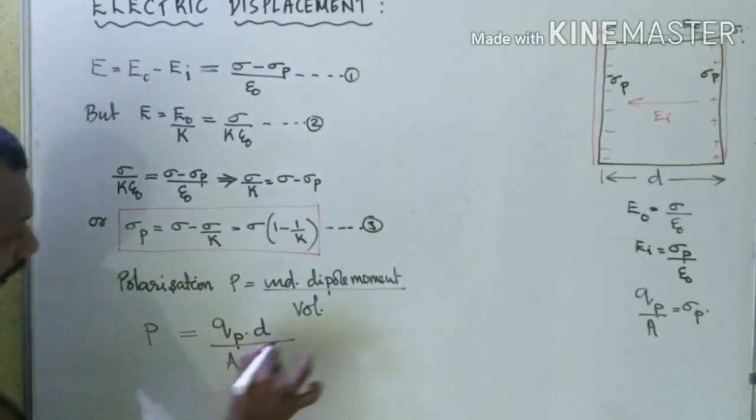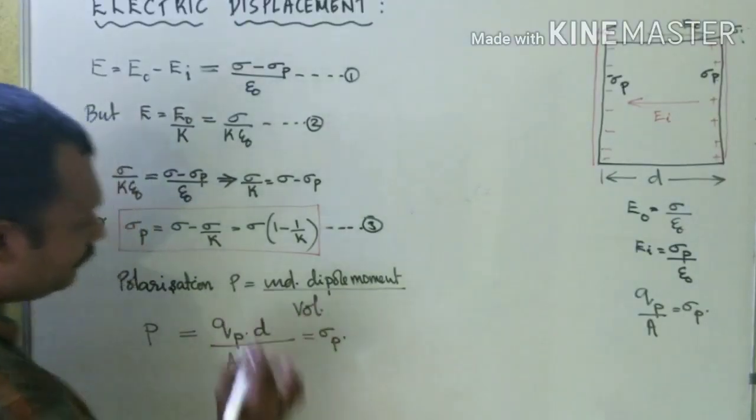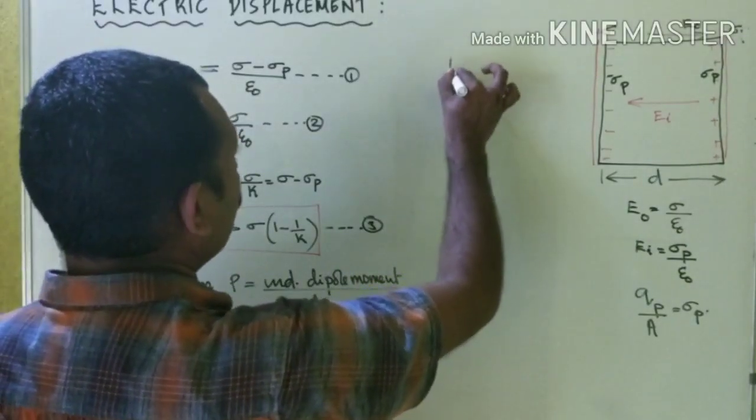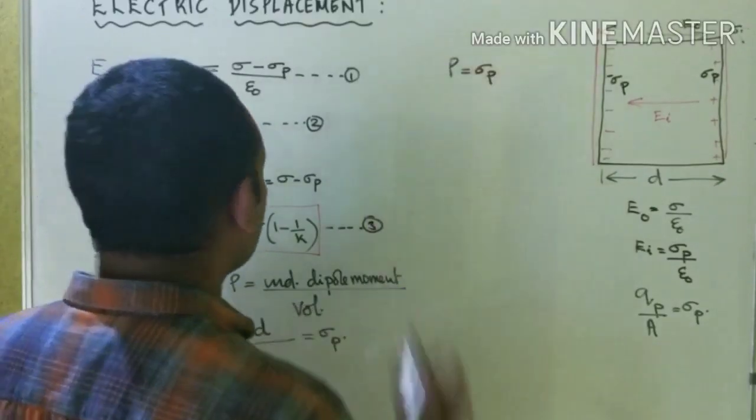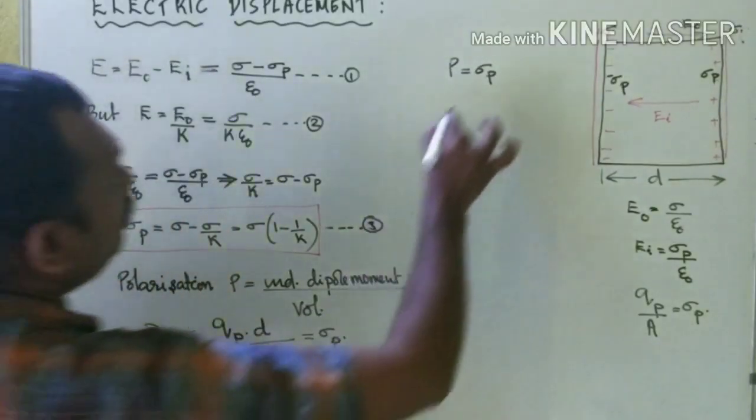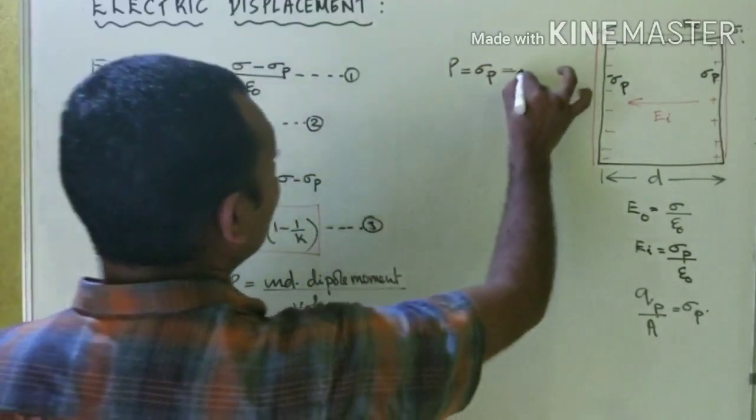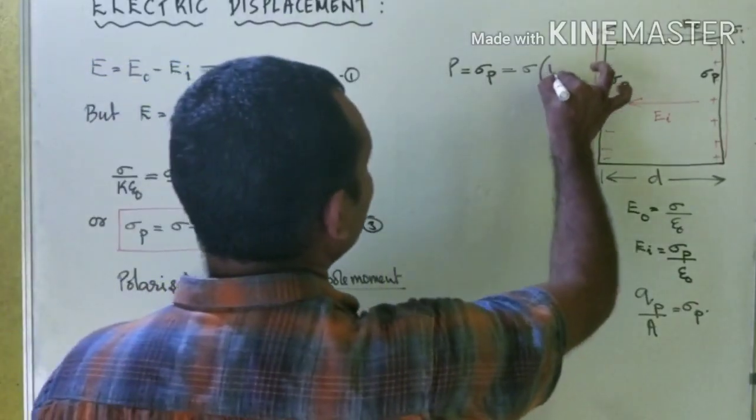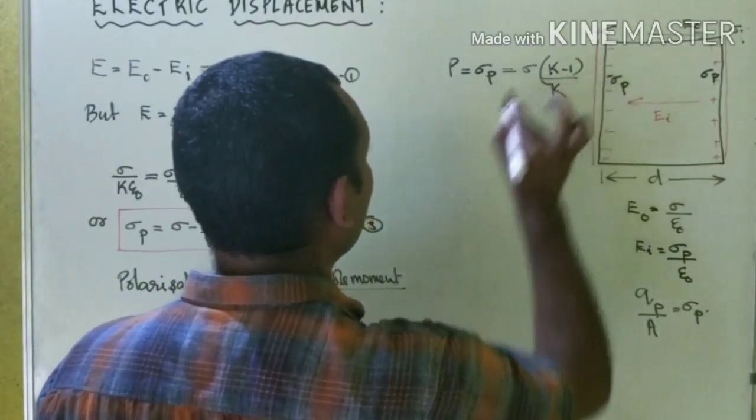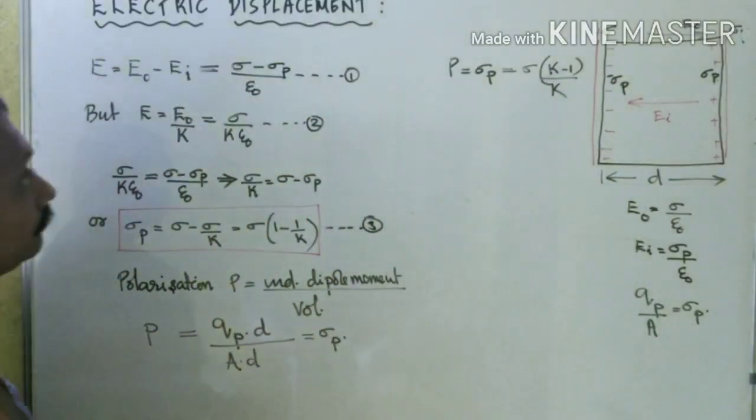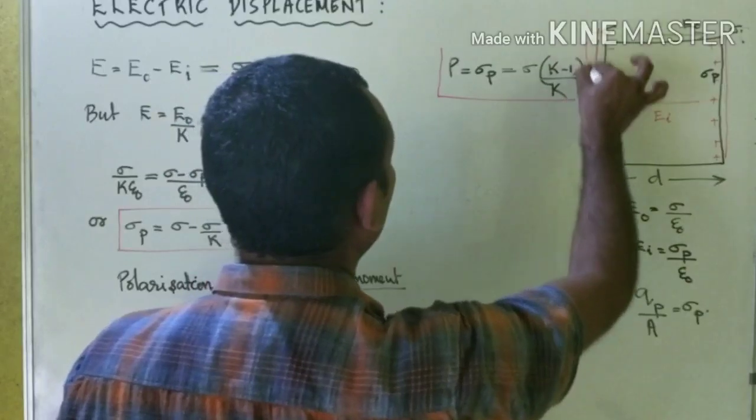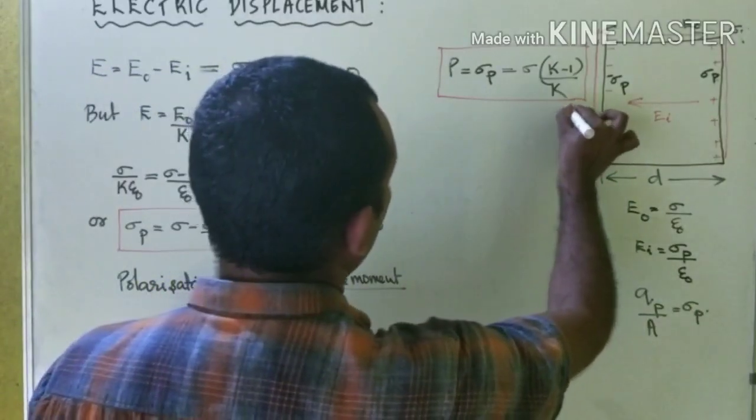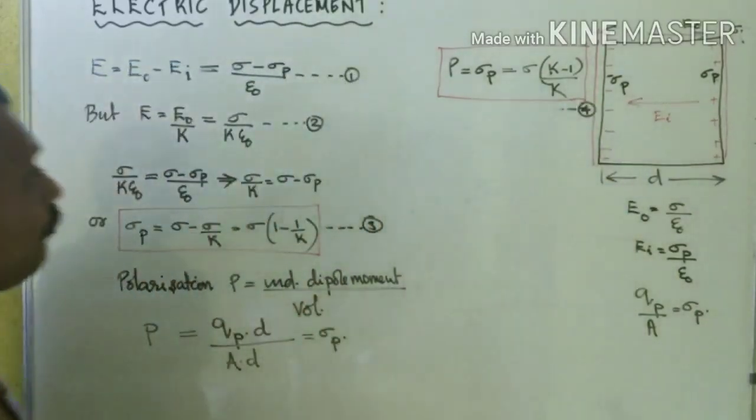Which means I can say polarization vector P is equal to sigma P. The magnitude of polarization P is equal to sigma P, which is equal to sigma into, sigma P is already sigma into 1 minus 1 by K, or I'll write, K minus 1 divided by K. That is another important equation, and let us put it as equation number 4.